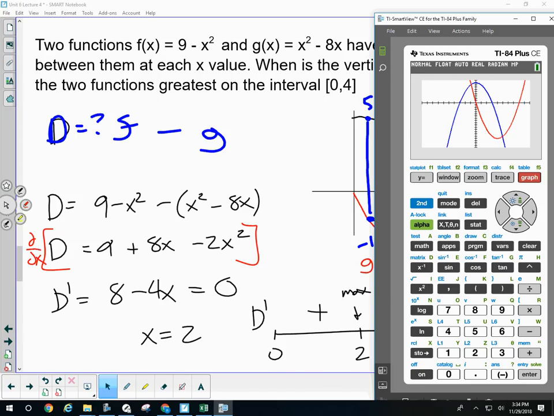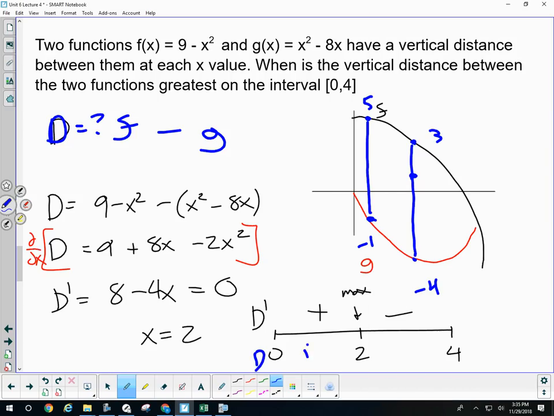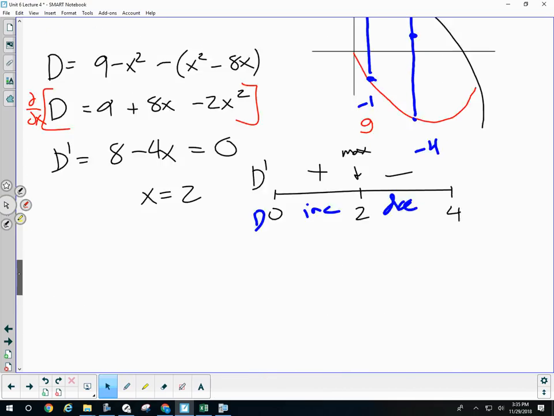the distance between these two kind of increases and then starts to decrease. Where exactly does it increase and then start to decrease? It increases until I get to 2. This is going to be our max. The distance is increasing, its derivative is positive. Then this distance decreases until 4. They don't intersect until after 4. But does that make sense? D prime is positive. D, the distance is increasing. Then the distance is decreasing. We found the location where the two are furthest apart.